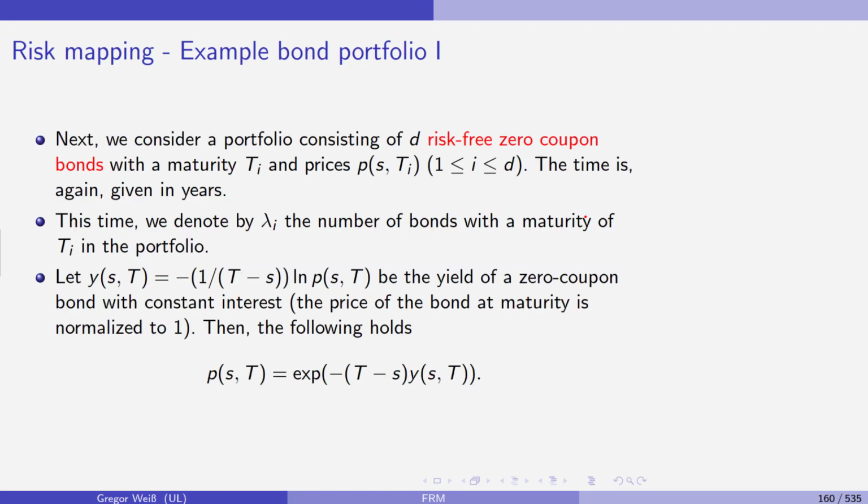Next example, we consider a portfolio consisting of D risk-free zero coupon bonds, could be government bonds. Maturity is T_i, price is P(S, T_i), time is again given in years, and lambda_i is now the number of bonds with a maturity of T_i in our portfolio. Then let Y(S, T) be defined as minus 1 over T minus S times the logarithmic price. That's the yield of a zero coupon bond with constant interest. Then we get the following: the price of the bond is given by the exponential function of minus (T minus S) times the yield.